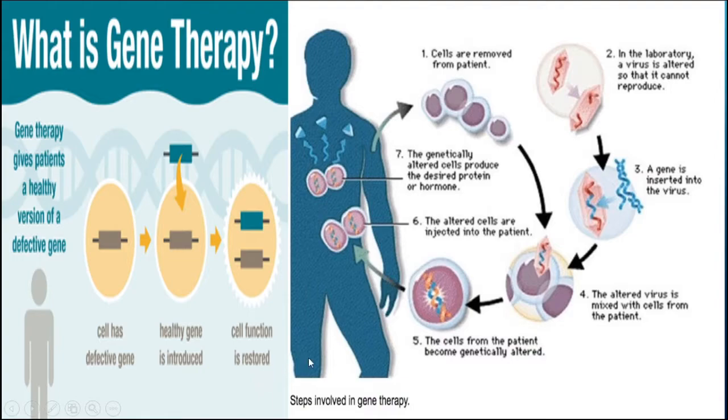The cells are removed from the patient and then cultured in the laboratory. A virus is altered so that it cannot reproduce. A gene is inserted into the virus, and this altered virus is mixed with the cells from the patient. The cells from the patient become genetically altered, and these are injected into the patient's body, and the genetically altered cells produce the desired protein or hormone which was earlier lacking. So these are the steps of gene therapy.